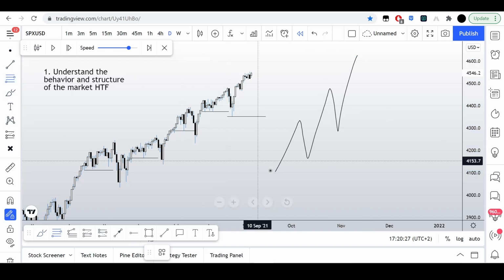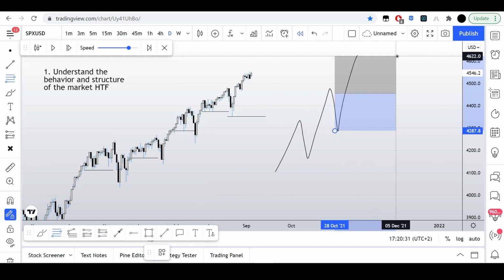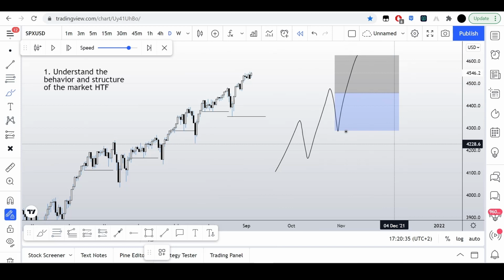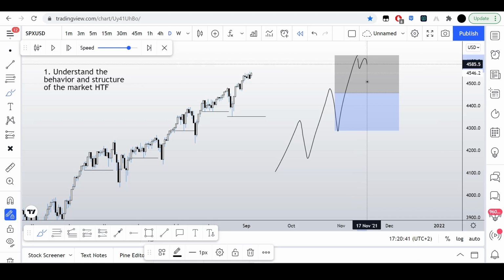You just get your fib and draw out the 50% of your fib. Just the 50%, not the 618, none of that. Basically you're starting from a low to a high of a range. And the black is your premium.